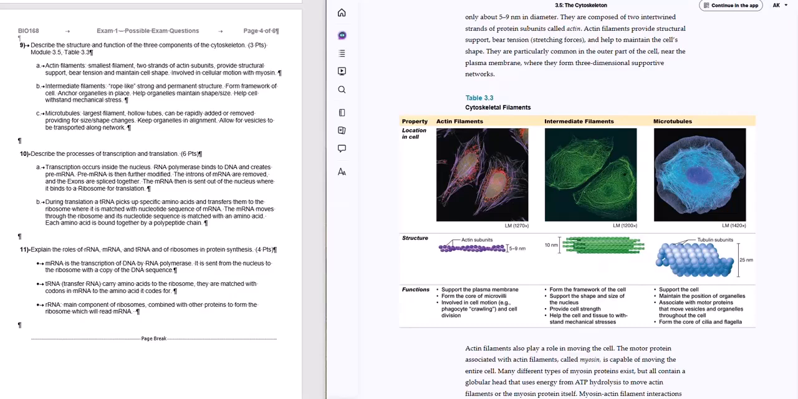Question 9, describe the structure and function of the 3 components of the cytoskeleton. You can find that in Module 3.5 and nicely summarized in Table 3.3. Again, make sure you give the functions. Talk a little bit about the structure, but mainly tell me about these functions.